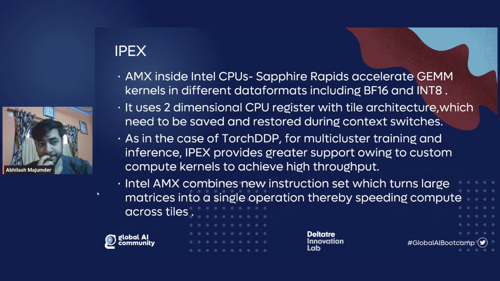The second important thing is AMX. AMX is advanced matrix multiplication. Intel has new CPUs as of now, known as Sapphire Rapids.